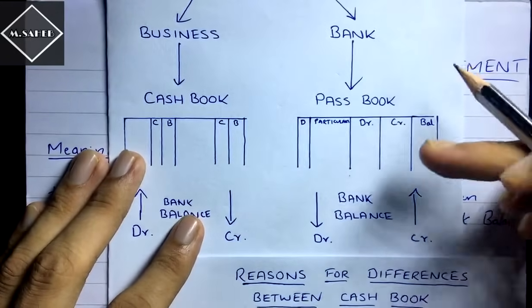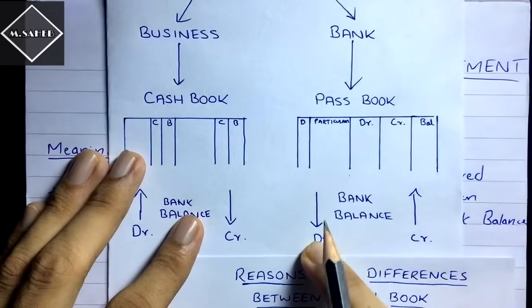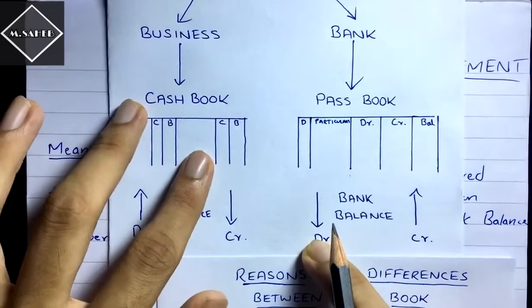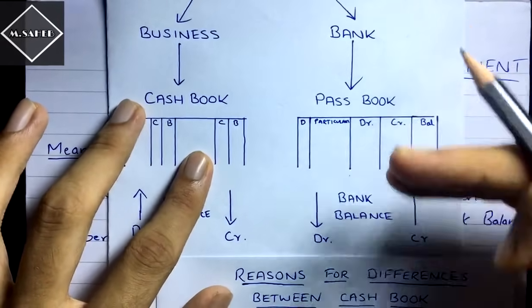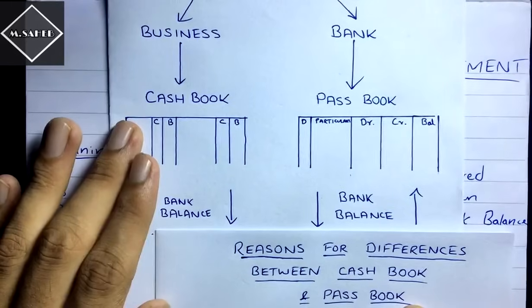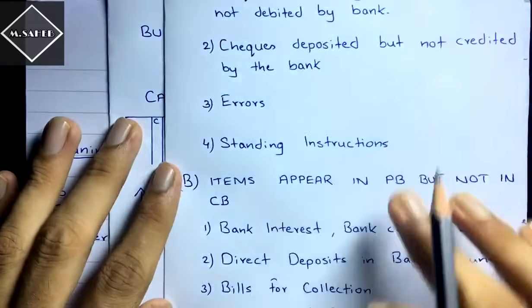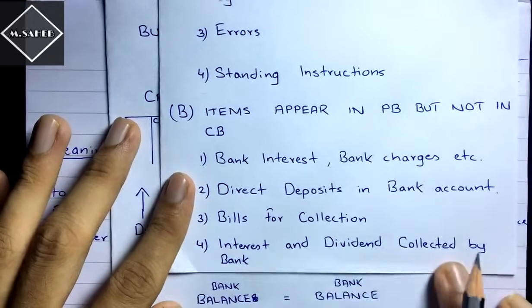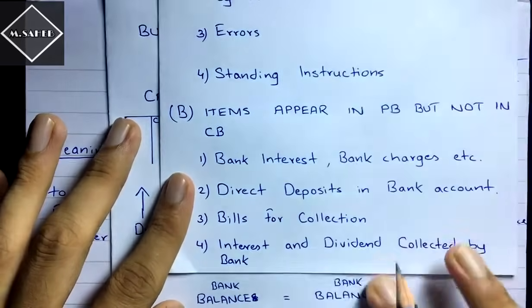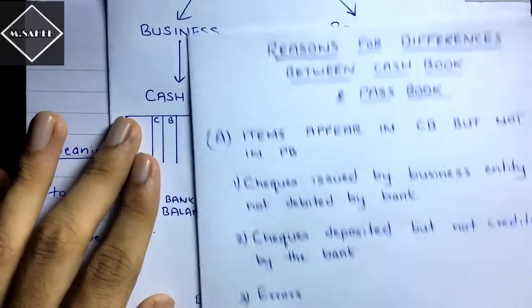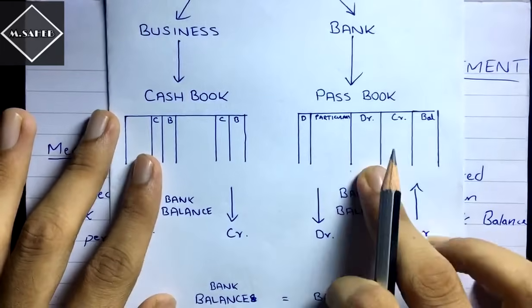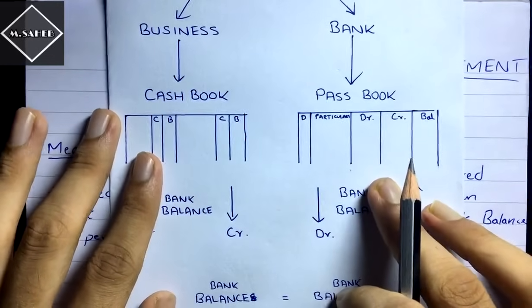Yes, so the bank balance will get decreased, the amount will get debited, but the cash book will remain the same. Here the bank balance is less, here the bank balance is more. You see, so this is how there are so many differences. Then there are direct deposits, bills for collection, and interest and dividend collected by the bank. So there are lots and lots of reasons for differences arising between the cash book and the passbook. I hope you have understood by now how the differences arise.